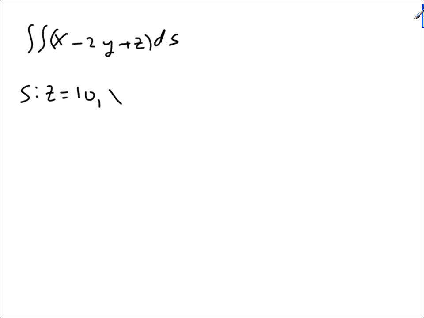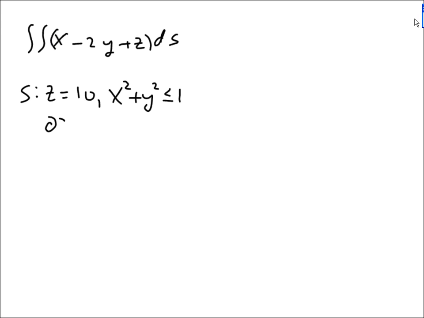Suppose you are asked to integrate x minus 2y plus z, just like before, but we'll change the surface. z is equal to 10, where x squared plus y squared is less than or equal to 10. Actually, that's too big. How about less than or equal to 1?